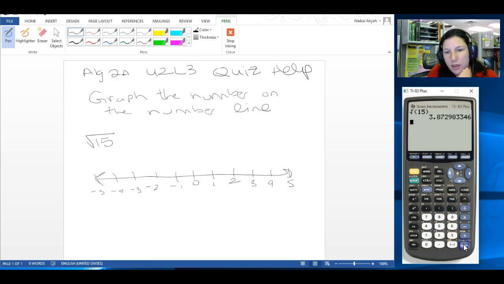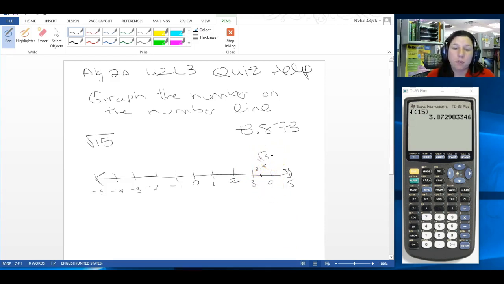Square root of 15, I get 3.87, if I'm rounding, 3.873. Where would that go on the number line? It's a positive number. So I have 0, 1, 2, 3, and then 3.87, this would be halfway, would be 3.5. It's going to be a little bit closer to 4, because 3.8, and you put a dot there. That's where you'd find square root of 15.